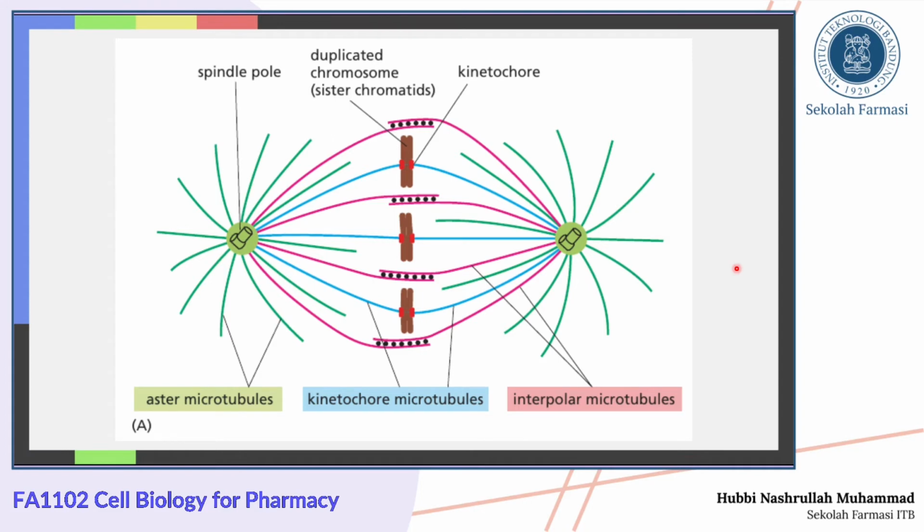Another thing to know is that the spindle microtubules are classified into three different classes. Microtubules that attach the chromosomes to the spindle poles are called kinetochore microtubules. Microtubules that interact with the other microtubules from the opposite poles are called interpolar microtubules. And microtubules that don't interact with either the chromosomes or microtubules from the other spindle pole are called astral microtubules.